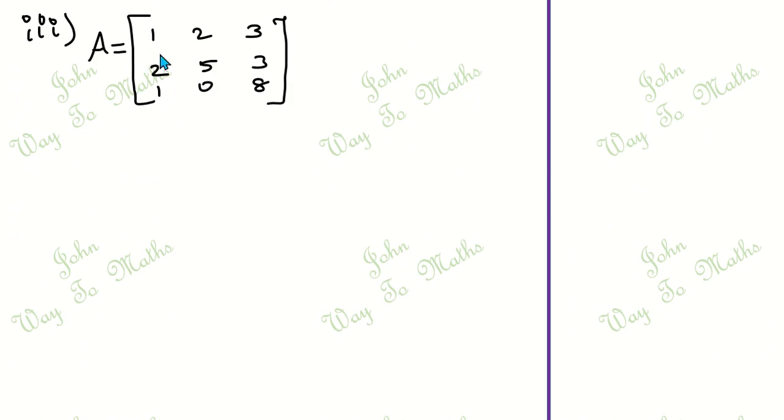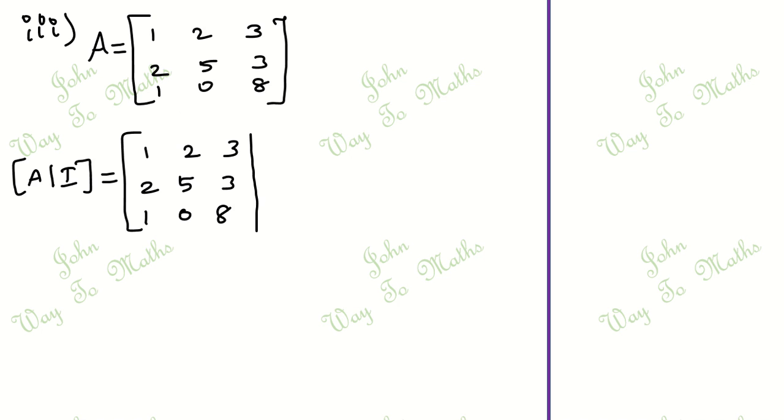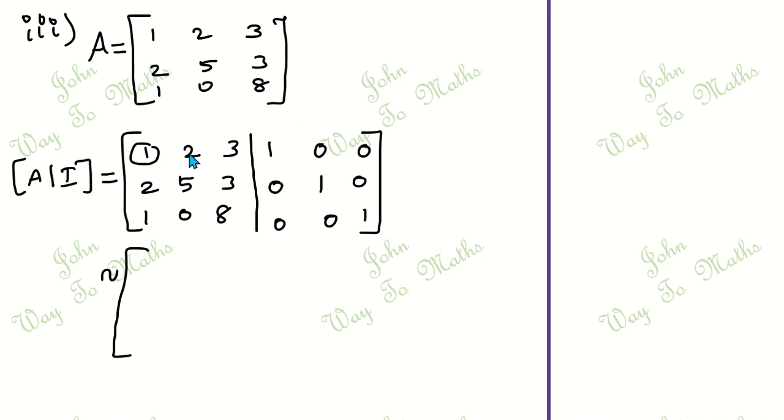Subdivision 3: matrix A is equal to first row 1 2 3, second row 2 5 3, third row 1 0 8. Here I'm going to write the augmented matrix with A and the identity matrix. In the first row there is 1, so there is no change, and we enter the first row as it is: 1 2 3, then 1 0 0.